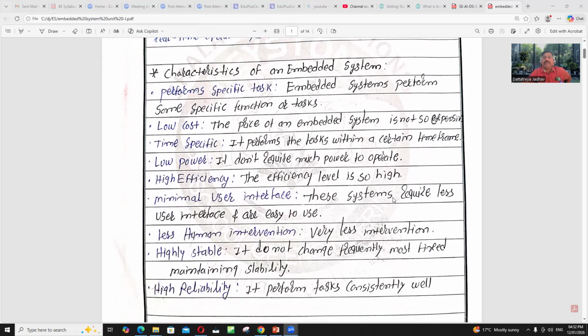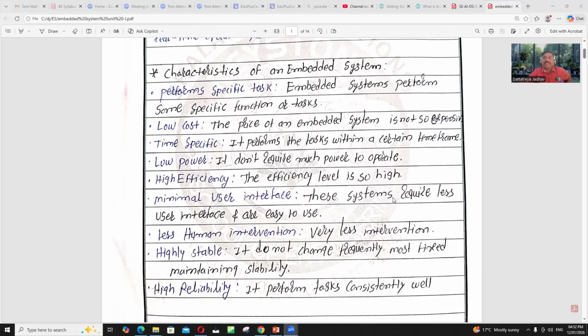So basically, starting with embedded system, first we understand the characteristics of an embedded system. That is, which characteristics need to be present when we go to design and develop an embedded system. Those are the parameters we have to consider for designing any embedded system. So first is performing a specific task. You know that it is a very important parameter.